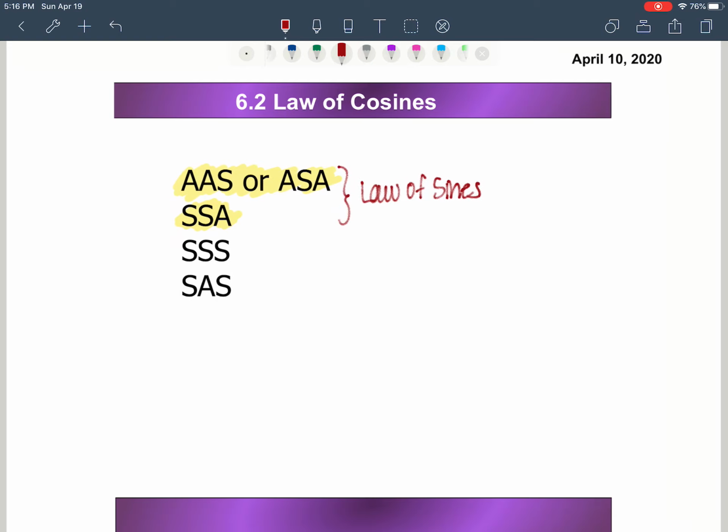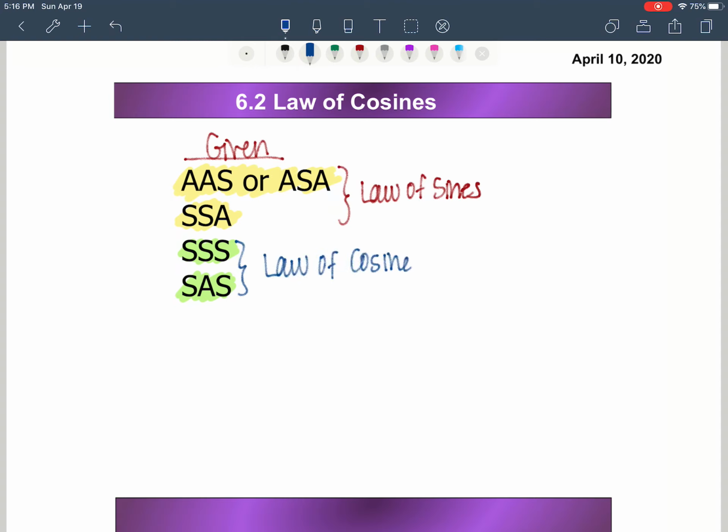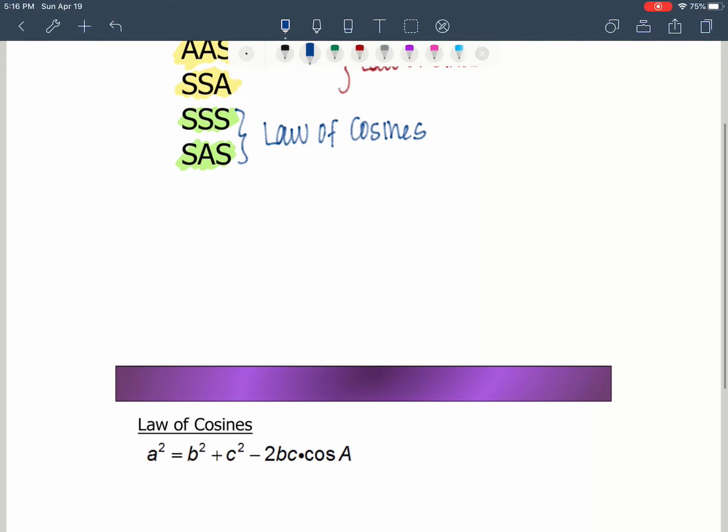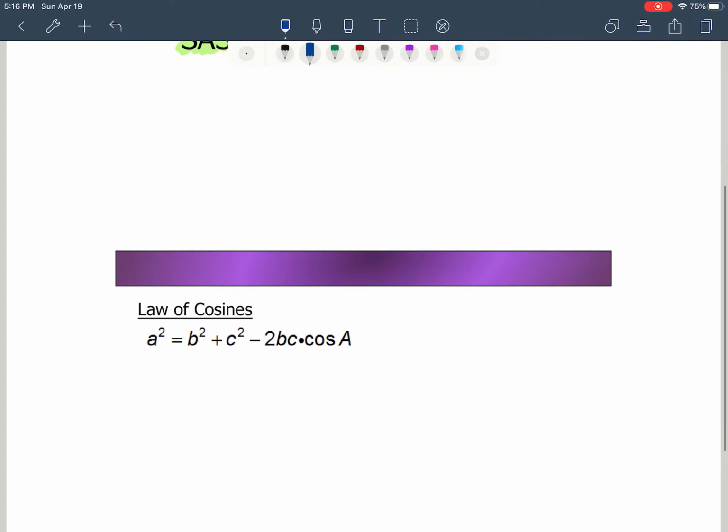So if this is your given information, then you're going to use law of sines. And if you are given three side lengths or two side lengths and the angle between, so this time the angle is included, then you'll be using law of cosines. And law of cosines, it's a pretty cool law.